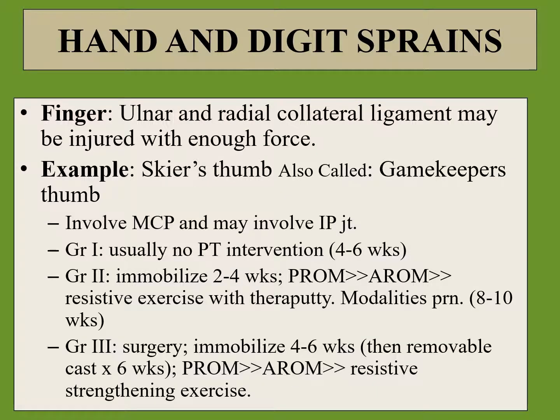A sprain can occur to the ulnar or radial collateral ligament at any digit if enough force is applied. A specific injury is called skier's thumb, also called gamekeeper's thumb, and this involves the ulnar collateral ligament at the MCP joint of the first digit of the thumb, and may involve the IP joint as well.